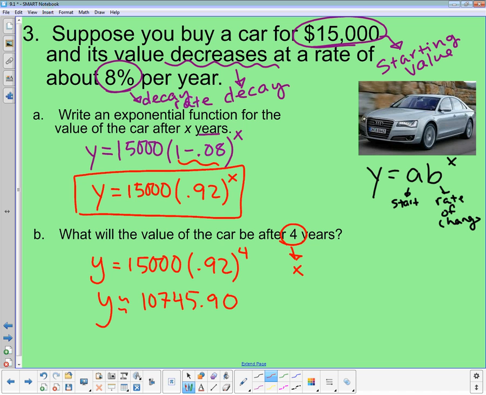$10,745.90. Don't forget that you need to label your answer when you write those things out. A lot of these exponential functions are applications, and so they're all going to have labels in them. So I'm looking at $10,000 for my answer there. So writing that decay equation and using it with a certain value of time that we're trying to find. Let's take a look at number 4.